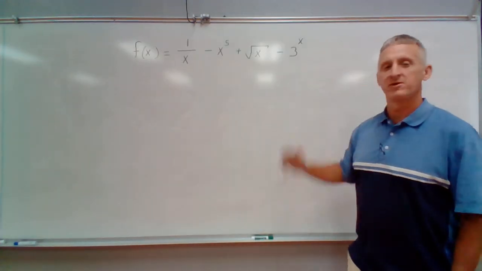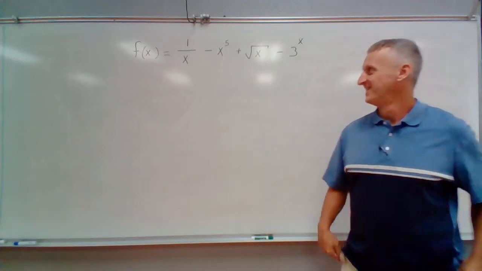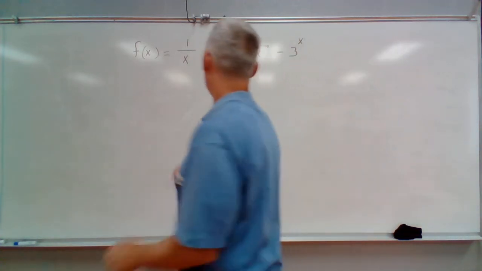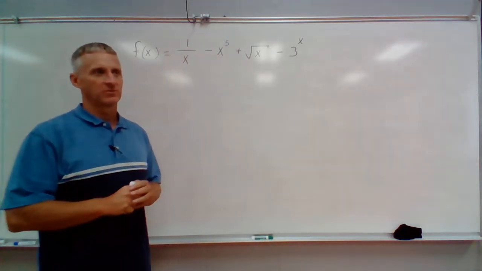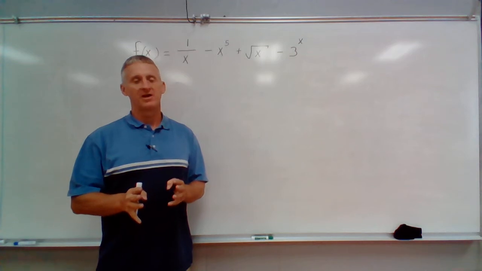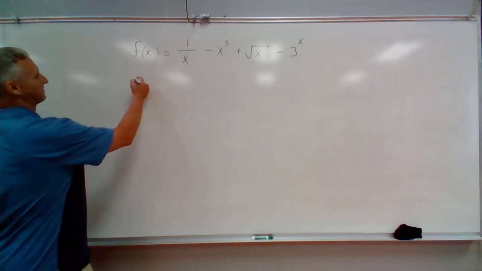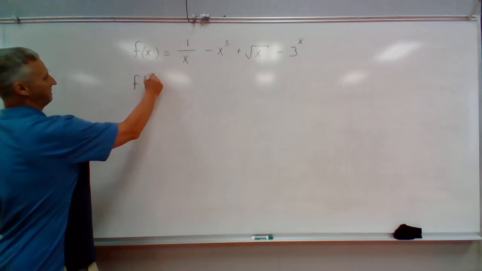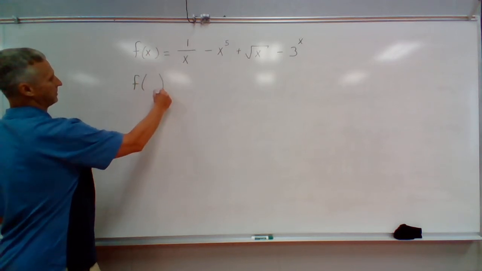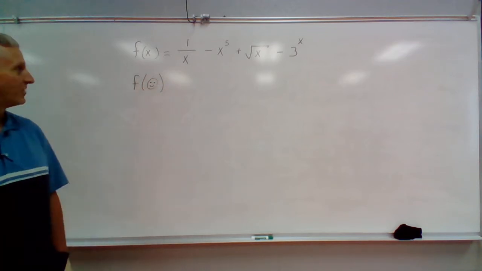All right, so I've given you here a really complicated looking function. We're not going to graph this one. So we're going to talk about some more strange or complicated elements that we can plug into this function. So let's start off with an easy example. Let's do f of smiley face. Okay, so f of smiley.